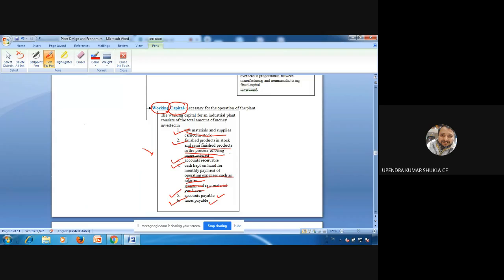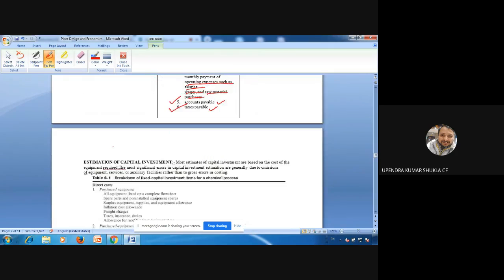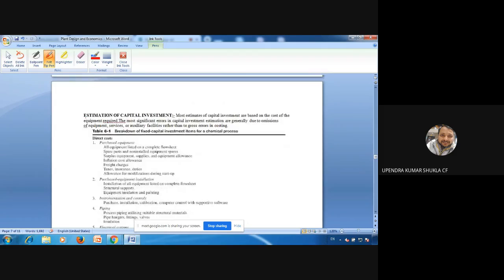Accounts payable, all those things are in working capital. Now after understanding this, let us move to how to estimate these capital investments. So this estimation of capital investment you want to understand. Most of the capital investment is based on the cost of the equipment required, and the most significant error in capital investment estimation is generally due to the omission of equipment, services, and auxiliary facilities rather than to gross error in costing.